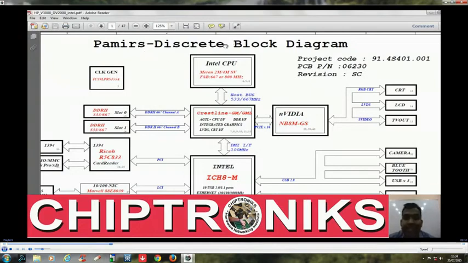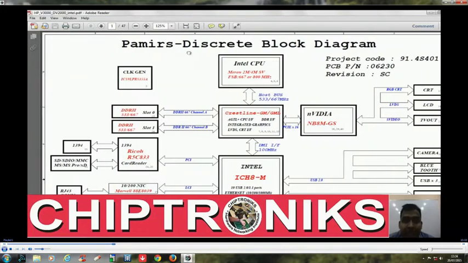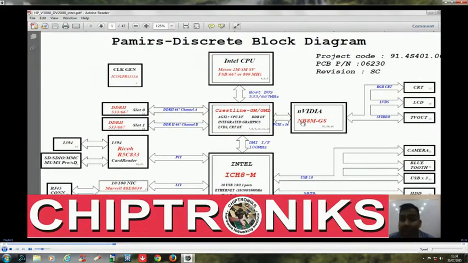Wherever this term discrete is, you must note that discrete means this board must be having a graphic chip. Maybe it's an NVIDIA graphic chip, or maybe it's an ATI graphic chip. And if it's written UMA, then this is without a graphic chip. That means the graphic capability of this GMCH would be used in that case.